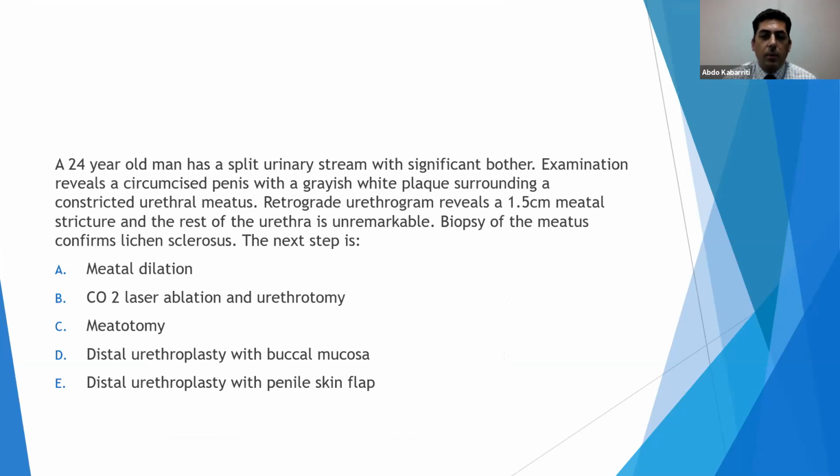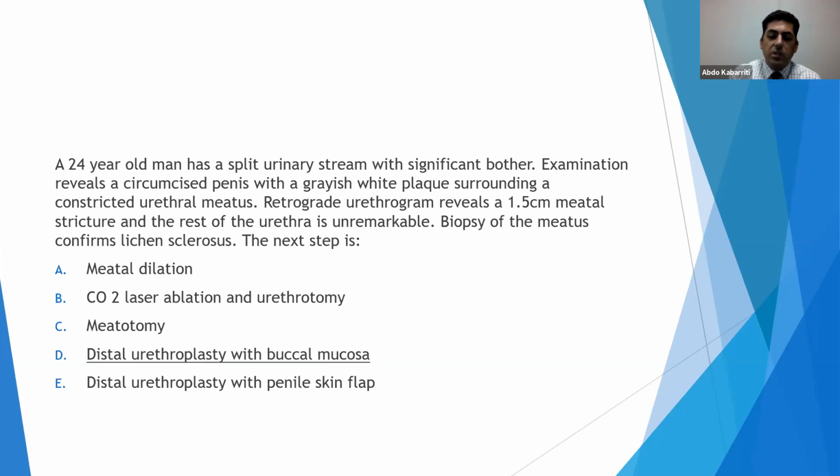So compared to our prior patient, here you do know what you're dealing with. A biopsy of the meatus confirms lichen sclerosis. The next step is... now one thing about biopsy that I should mention is one can biopsy a urethra if they think it's lichen sclerosis, but if you're ever faced with a question where you think there's urethral cancer, the answer is always biopsy that lesion if you suspect urethral cancer. So for this one, it's distal urethroplasty with a buccal mucosa, given how long it is.